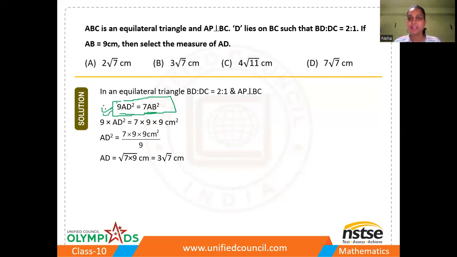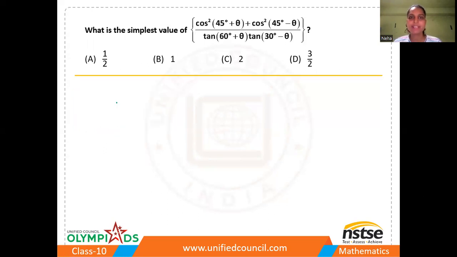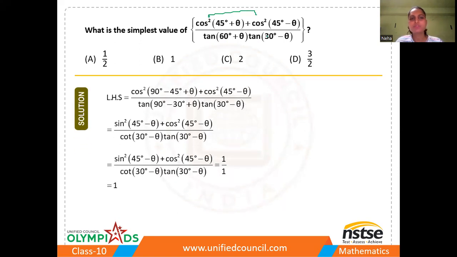Okay. All right. Now the next question on the screen. Here is the next question. Next question is quite good. In the next question, basically they are saying cos square (45 plus theta) plus cos square (45 minus theta), upon tan (60 plus theta) into tan (30 minus theta). So some addition and some subtraction is given, right? This is cos square theta plus cos square theta, and this is tan theta and tan theta. All right. So let me show you the solution because this question is quite interesting.